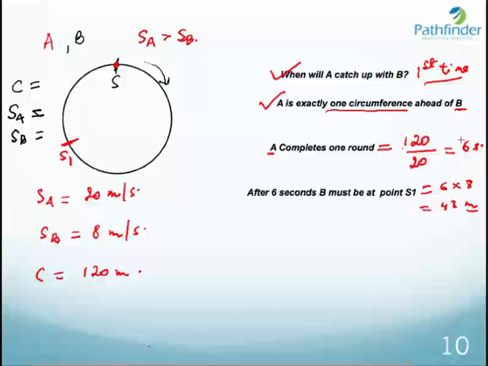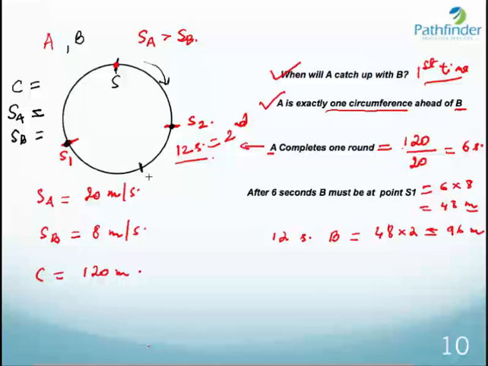Now, because A completes the first round in 6 seconds, A will complete the second round in 12 seconds. And after 12 seconds, B is exactly at 48 into 2, that is 96 meters, at say another point S2. So we can easily see that between the point S1 and S2, A will overtake B somewhere. Let's say A overtakes B at another point, let's say point P.